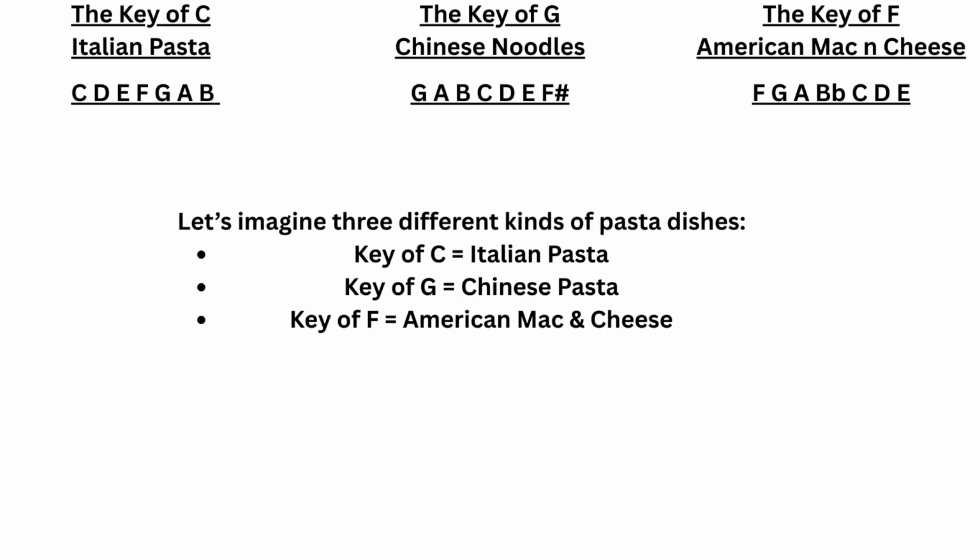All right, I have a new analogy for you here. In this analogy, the only chord being played is a C major chord. So let's look at it from that perspective for starters. Now let's imagine 3 different pasta dishes. We've got the key of C, which is Italian pasta, the key of G, which is Chinese pasta, like Chinese noodles, like lo mein. Key of F, good old American mac and cheese. So, 3 different kinds of pasta. C is Italian, G is Chinese, F is mac and cheese, American style.